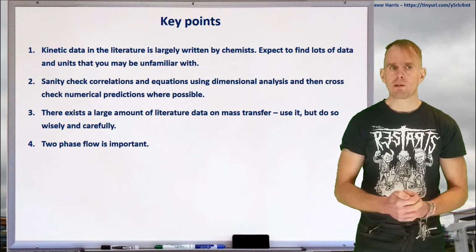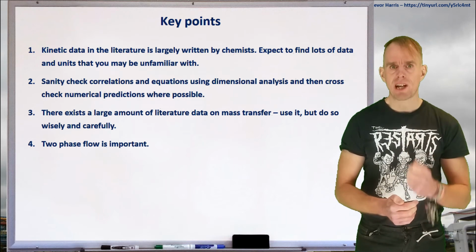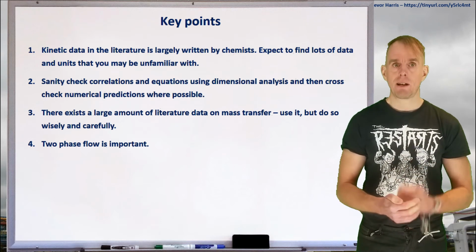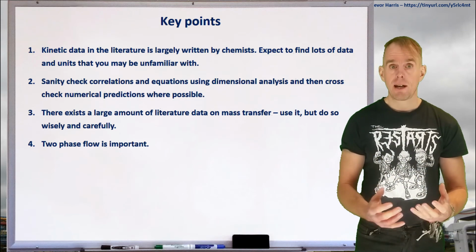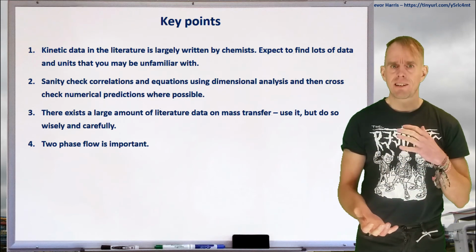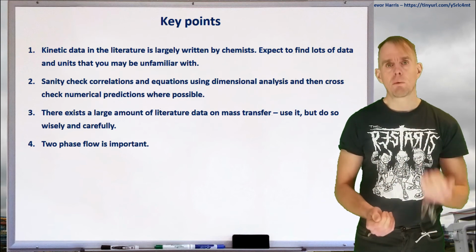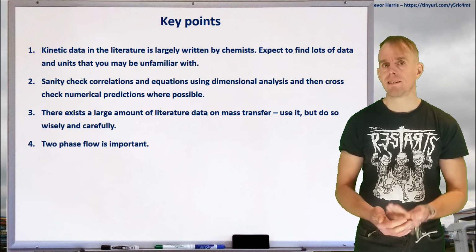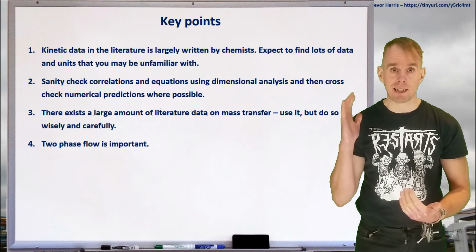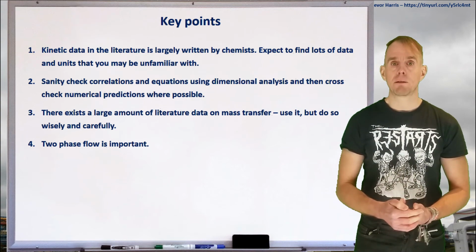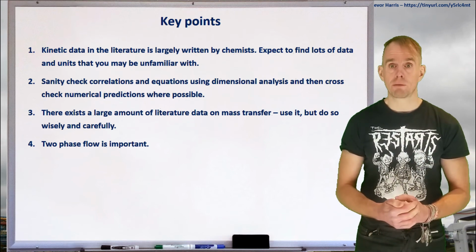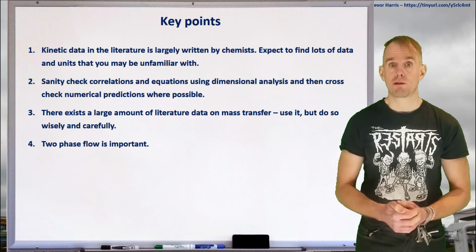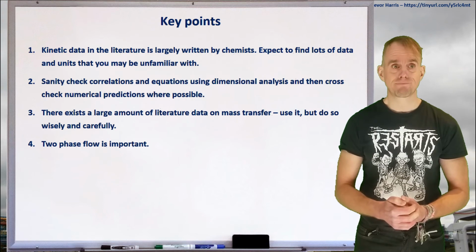A really important point is to always make sure that you have checked correlations in the literature. Use dimensional analysis first to make sure there isn't an inadvertent typo, and then if any inconsistencies remain, find a way of cross-checking the numerical data that is yielded by them. We did that in this example by employing our process simulator and by looking at the UNIQUAC activity coefficient model's prediction of the oxygen concentration in the dissolved phase.